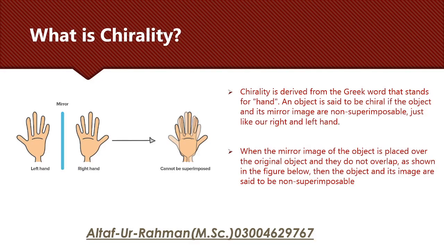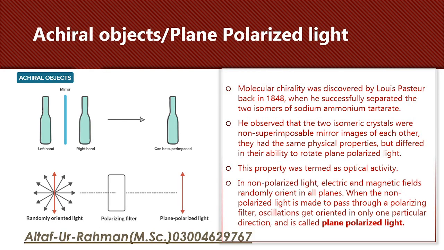It is derived from the Greek word that stands for hand. An object is said to be chiral if the object and its mirror image are non-superimposable, just like our right and left hand. When the mirror image of the object is placed over the original object and they do not overlap, as shown in the figure below, then the object and its image are said to be non-superimposable. Like this bottle, its mirror image is the same. They can be superimposed, so they are not chiral.